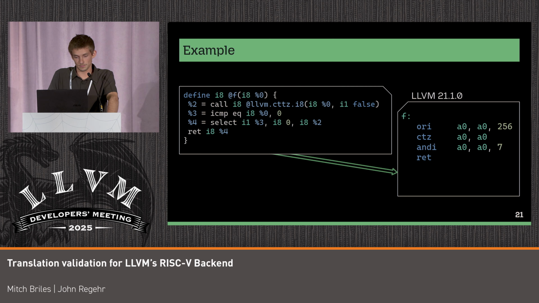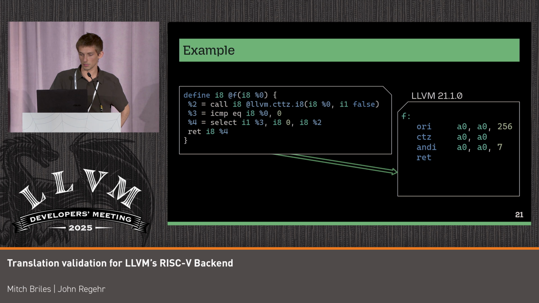So let's talk about an example. Here's some IR where we have a count trailing zeros being called, and that second flag just determines whether an input of 0 returns poison. So what this pattern is doing is saying if the input is 0, then return 0, else return the number of trailing zeros. And in RISC-V, the count trailing zeros instruction does not behave this way. It returns just the bit width in the case that we have an input of 0.